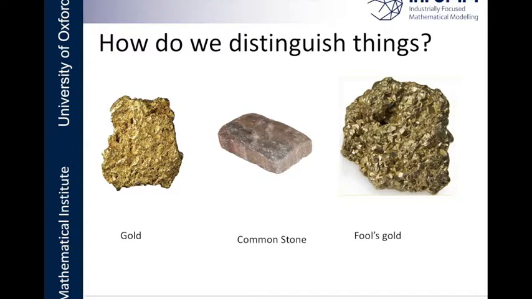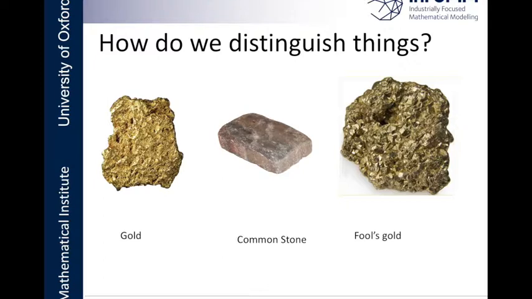If we look at the gold and the common stone, we might want to ask whether the object is yellow and shiny, but this will fail to distinguish gold from fool's gold, and we want to ask something about its other physical properties as well. But what if we only have one question to ask? Which is the best question to ask? Is it the physical property of the gold, or whether it's shiny or not?